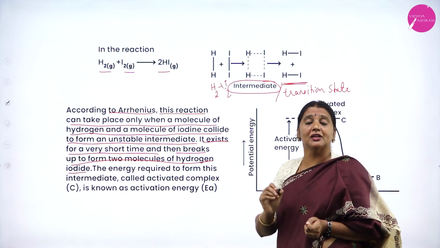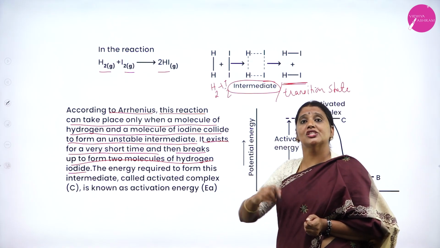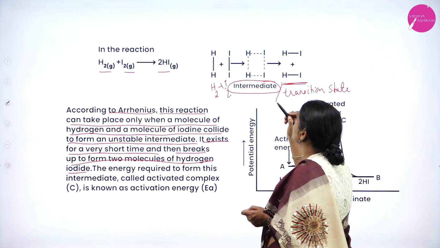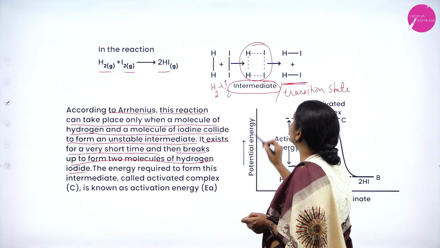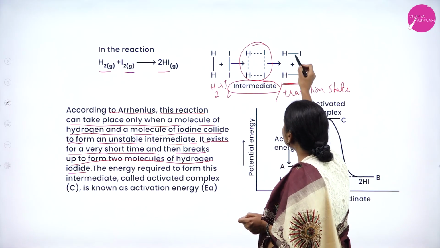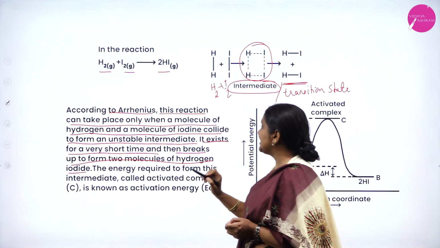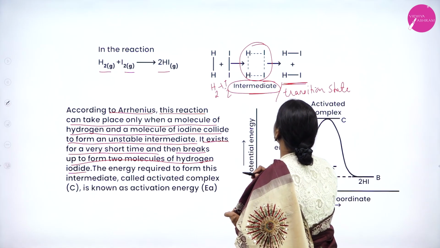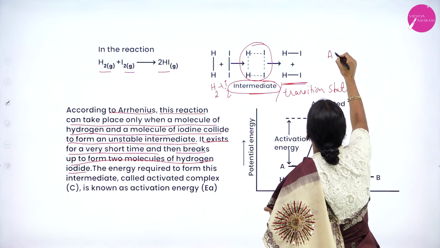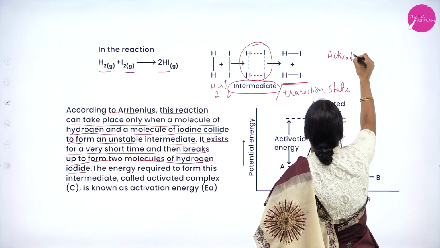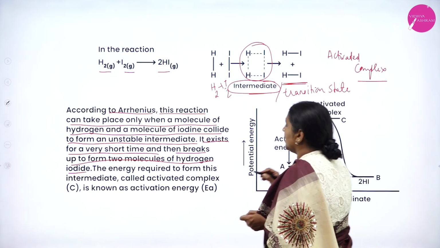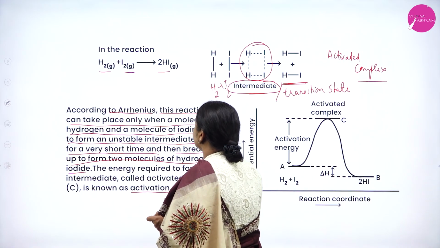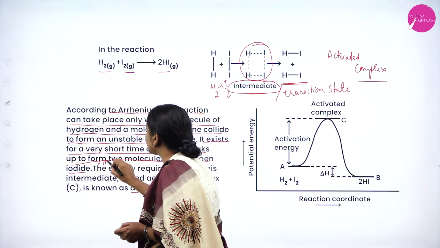The collision takes place between the molecules of hydrogen as well as molecules of iodine to form an unstable intermediate. It decomposes to form hydrogen iodide. The energy required to form this intermediate is also called as what? Activated complex. That energy is called as what? Activation energy. Therefore, 1 mark, very important question, my children.